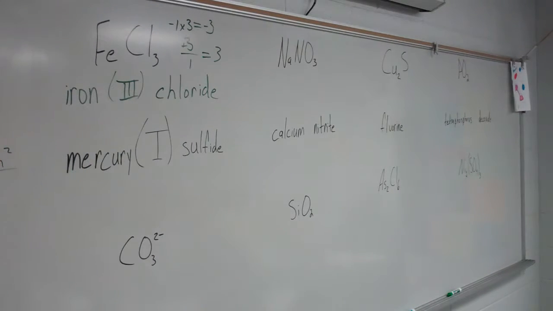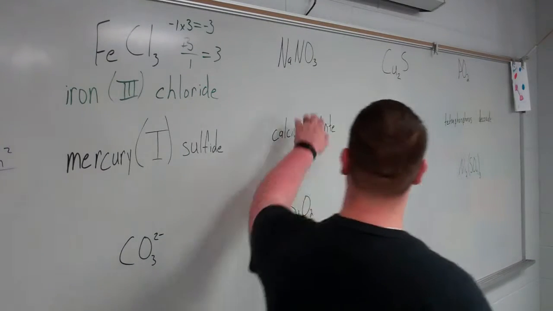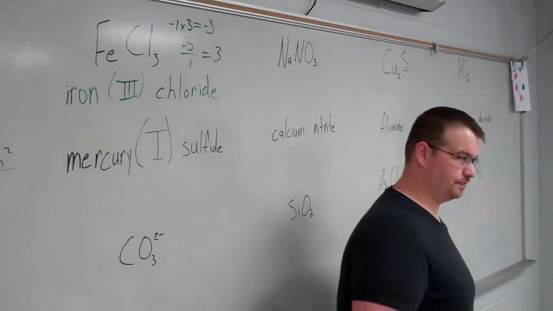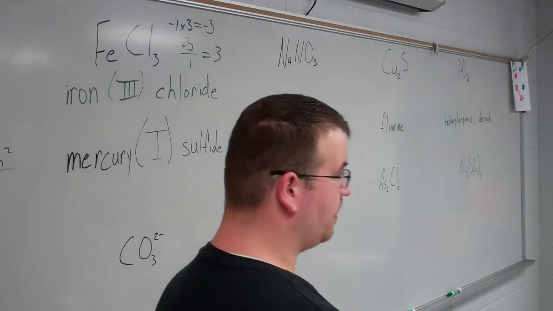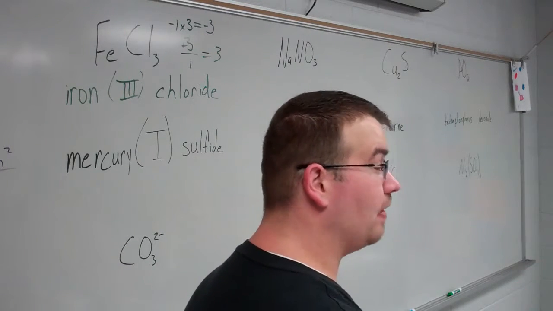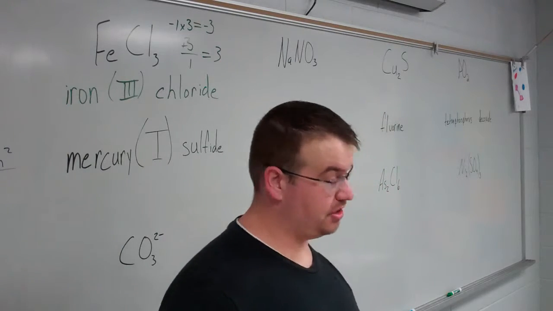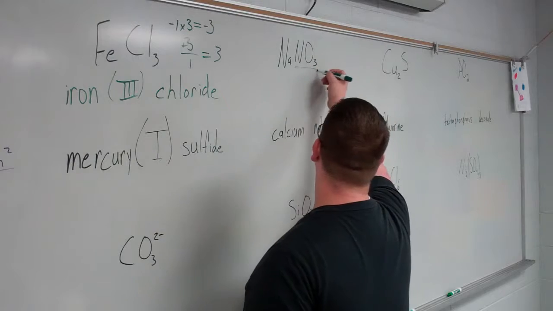Questions there? So, iron 3 chloride. Alright, now right here, NaNO3. How many elements are we looking at? 3. So there is a polyatomic. From where? You gotta find it. Where's the poly? NO3.